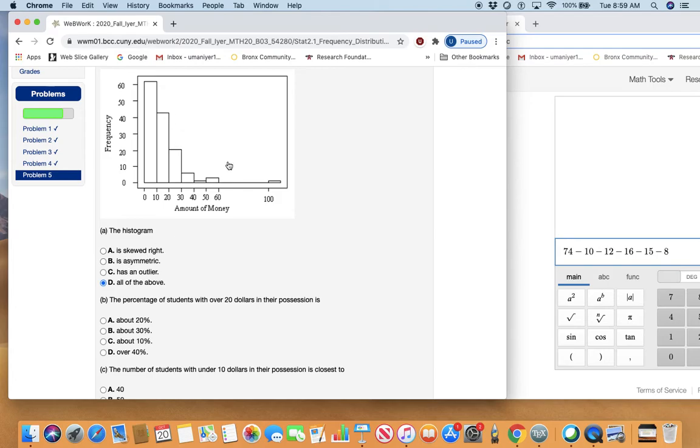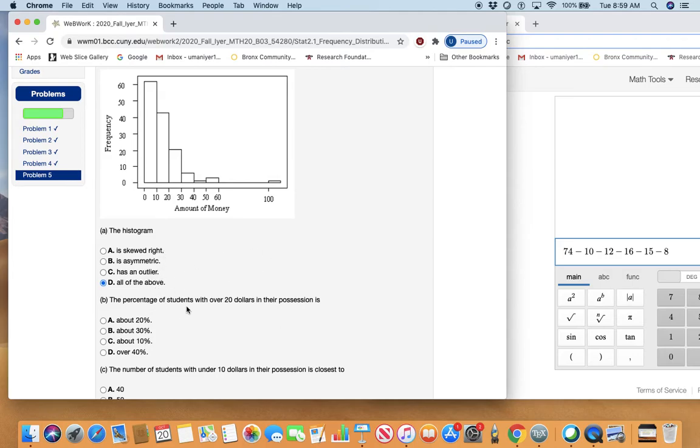Look at the tail. It is to the right. It is asymmetric. Asymmetric means it is not symmetric, which is true. There is no left-right symmetry. There is an outlier. So there are a few students here who have this amount of money, more than $100. Few students. So there is an outlier. So all of these are true.